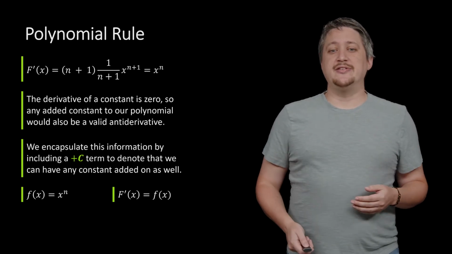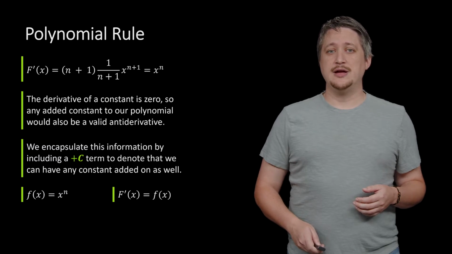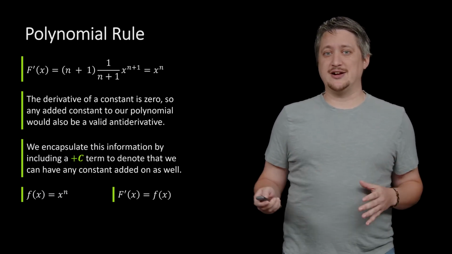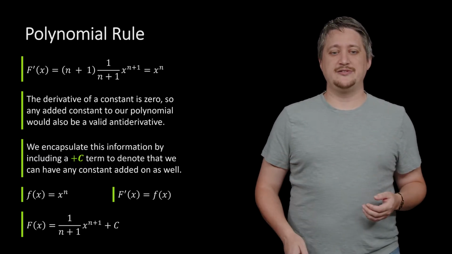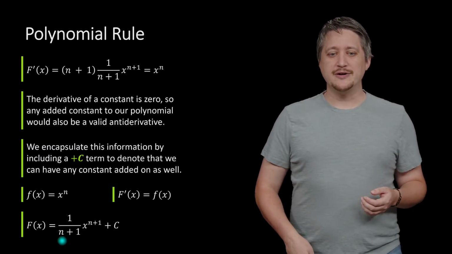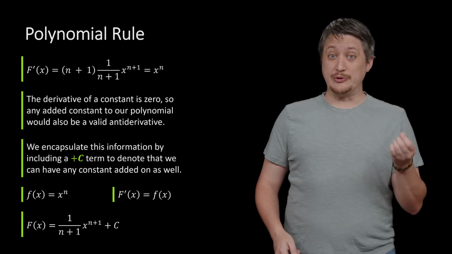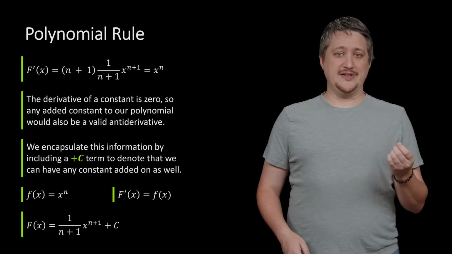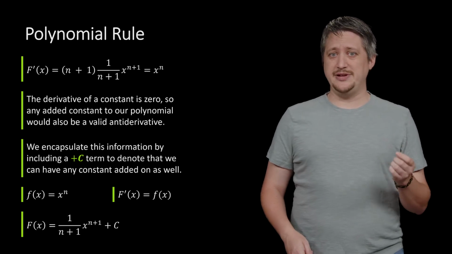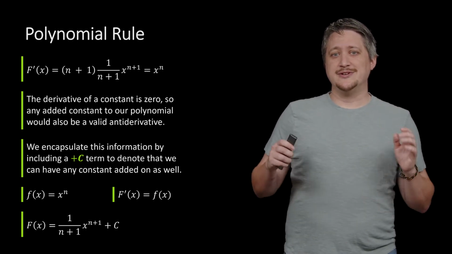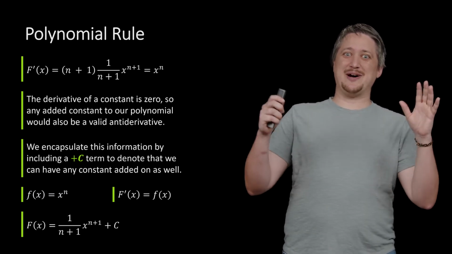I know that that is this, 1 over n plus 1 times x to the n plus 1, but it could be that plus any constant. So the actual formula then is going to be this f of x is that same 1 over n plus 1 times x to the n plus 1 plus c, right? And this plus c is really important because it is actually capturing some important information. And when I say that, I don't mean that math is important and we want to make sure that we get all the possible right answers.